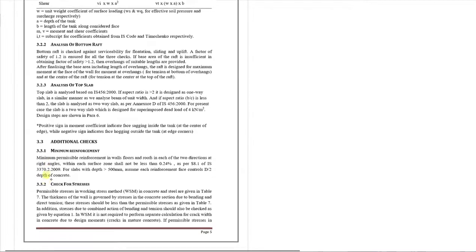So we'll analyze the top slab. The top slab is analyzed based on IS 456, similar to how we analyze the base slab. If the aspect ratio is less than 2, the slab is analyzed as a two-way slab as per Annex D of IS 456. For the present case, the slab is a two-way slab which is designed for a superimposed dead load of 4 kN per meter as per the design strip as shown in para 6.